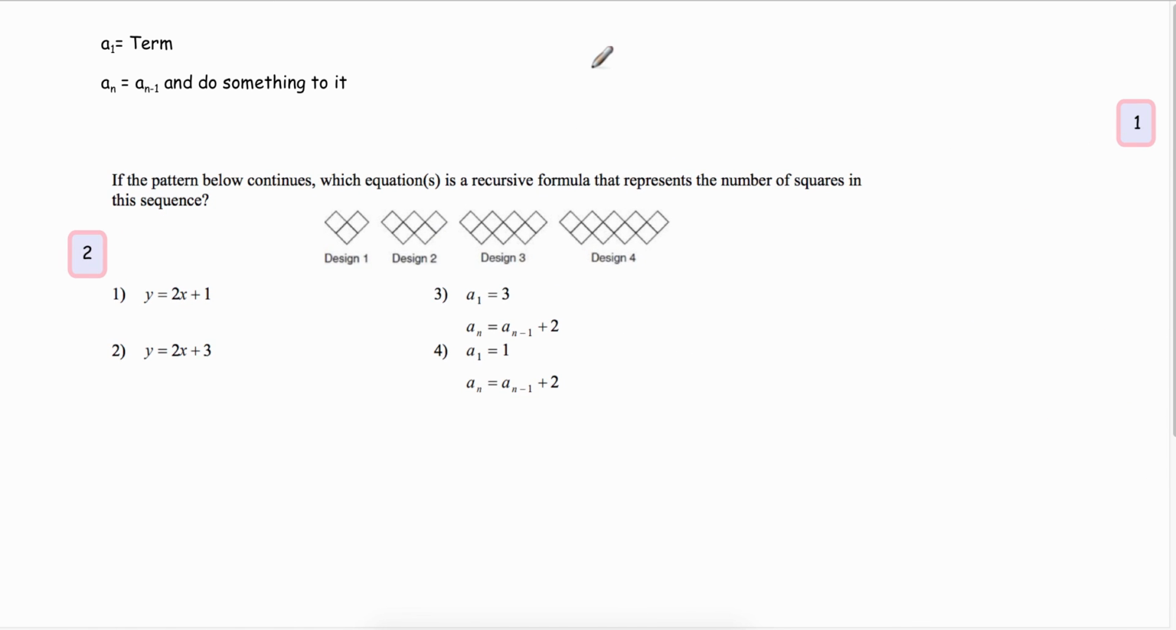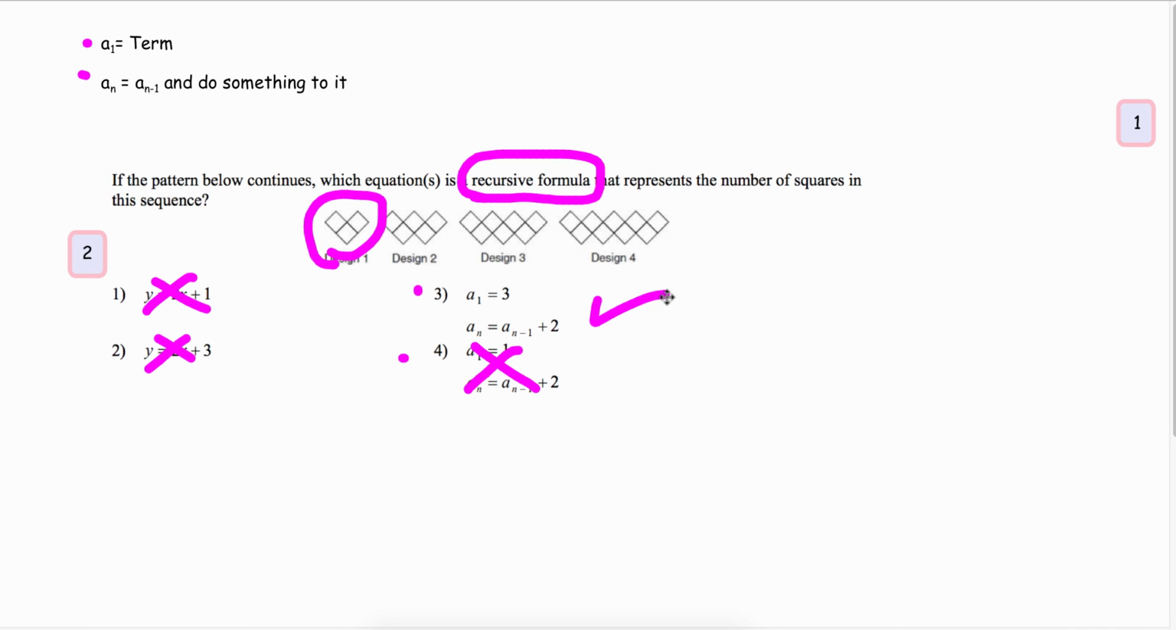All right, one last one. If the pattern continues below, which equation is a recursive formula that represents the number of squares in the sequence? Okay, recursive needs to have 2 lines: where I start and what I do to it. No, this one doesn't have 2 lines. Okay, these have 2 lines. Okay, where did I start? I started with 1. Notice what you did. Every single time you added on 2 to the one before it, right?